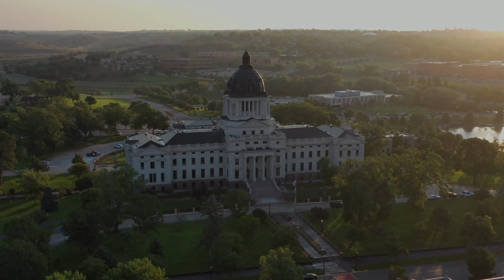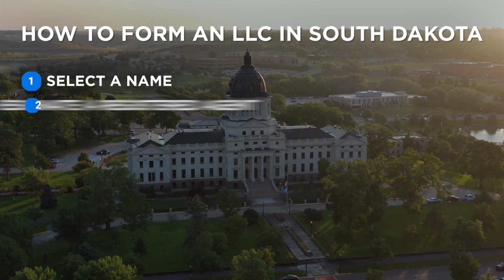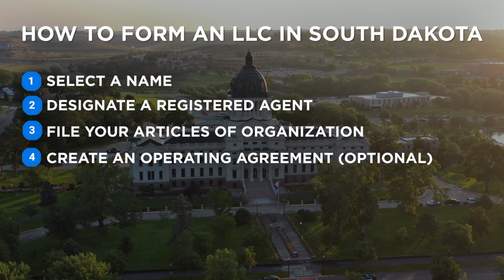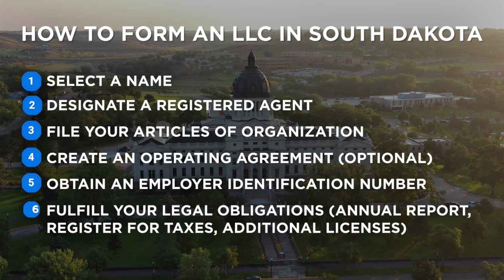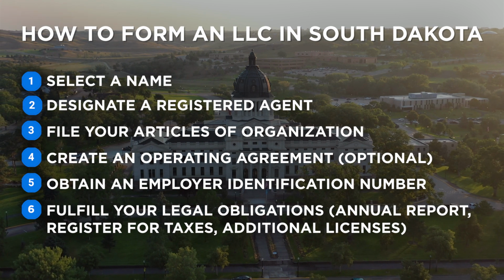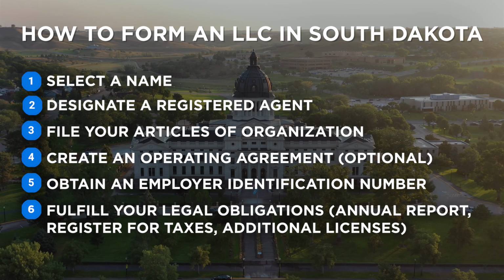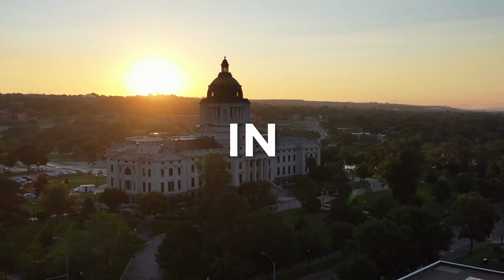So, to sum it up, how to form an LLC in South Dakota. Select a name, designate a registered agent, file your Articles of Organization, create an operating agreement, obtain an employer identification number. Finally, fulfill your legal obligations, particularly those relating to submitting annual reports, registering for state taxes, and applying for any additional licenses you may need. By completing these steps, you can form an LLC in South Dakota.